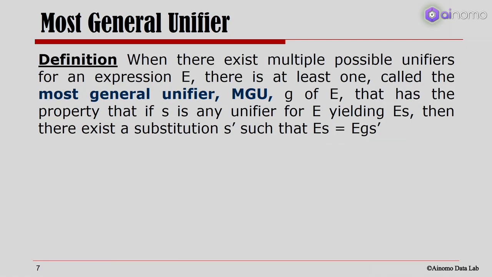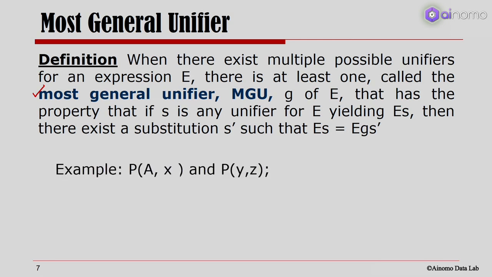Now, let us recall what we meant by most general unifiers. When there exist multiple possible unifiers for an expression E, there is at least one, called the most general unifier, which is G here, that has the property that if S is any unifier for E yielding ES, then there exists a substitution S prime such that ES is equal to EG of S prime, and then G is said to be the most general unifier.